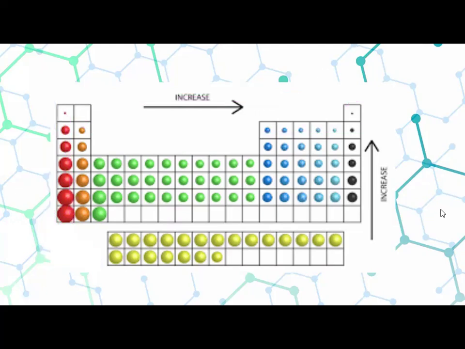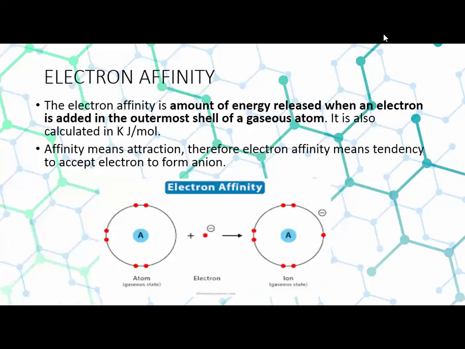Now the next property is electron affinity. It is the opposite of ionization energy. Electron affinity is the amount of energy released when an electron is added in the outermost shell of a gaseous atom. What is ionization energy? Ionization energy is the energy needed to remove an electron from the gaseous atom. And what is electron affinity? The energy released when an electron is added to the gaseous atom.